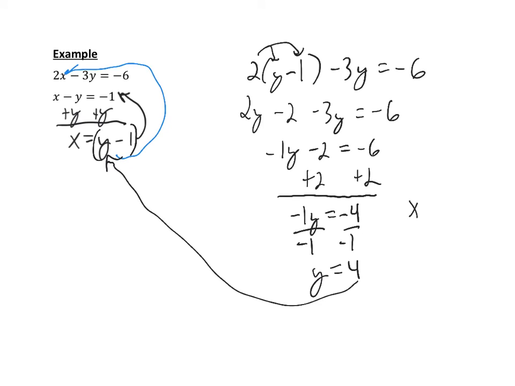Now I can take that, and since I have this x equals equation, plug it in. X equals 4 minus 1, x equals 3. Our solution is x is 3 and y is 4. That is the point where those two lines would intersect. And interesting enough, if you wanted to do that with elimination, you could, and you would end up with the same answer.